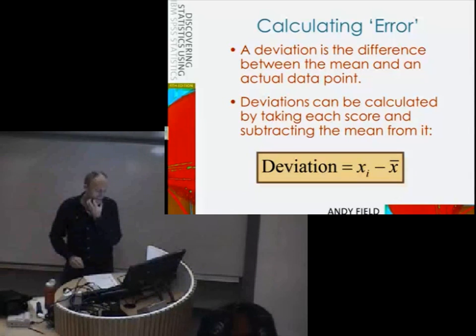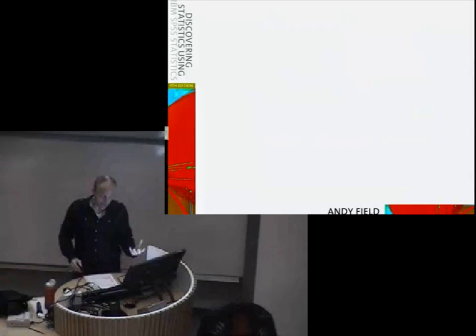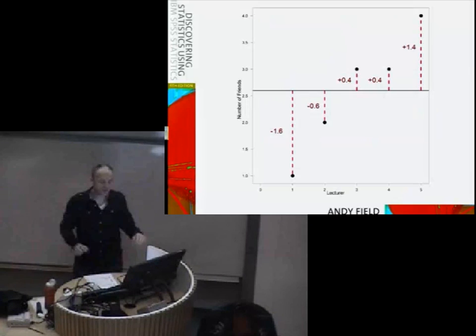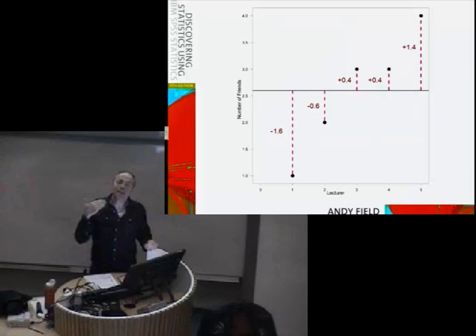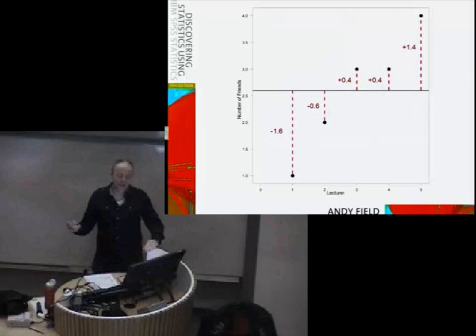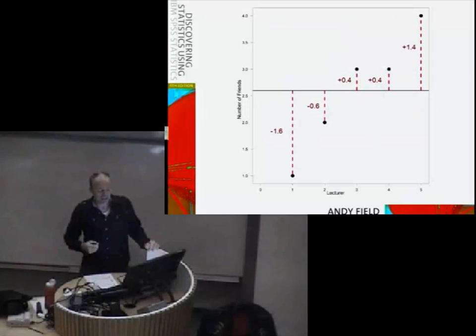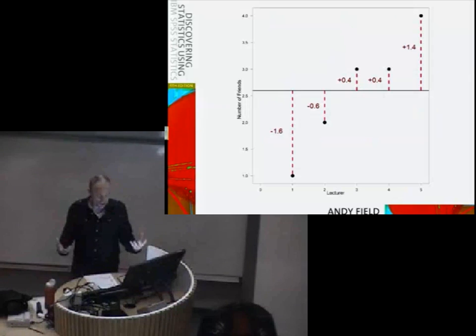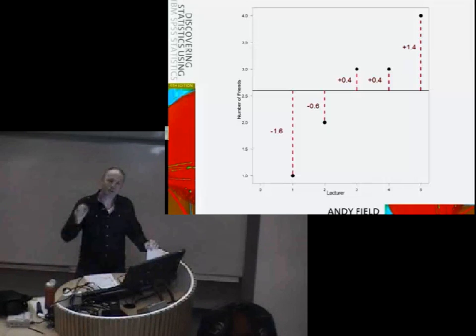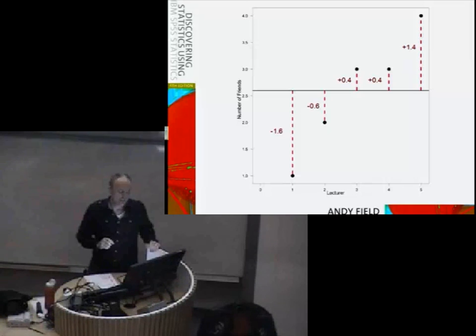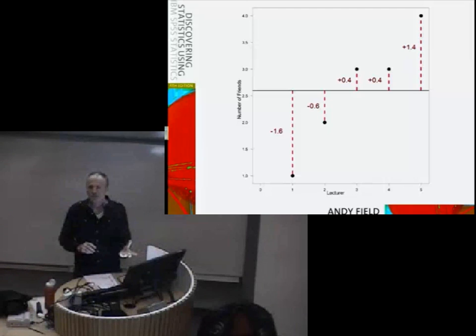So here's our lecturer data again. You can see there were 5 lecturers. The black dots are the 5 scores of those lecturers. And the model that we were fitting was the mean, the average, which was 2.6. So the black horizontal line is our model. That's our prediction. And the black dots are what we actually observed. Now the red dashed lines show the deviations, or the differences between the prediction, the horizontal line, and what we observed, the black dots. So these are errors or deviations.